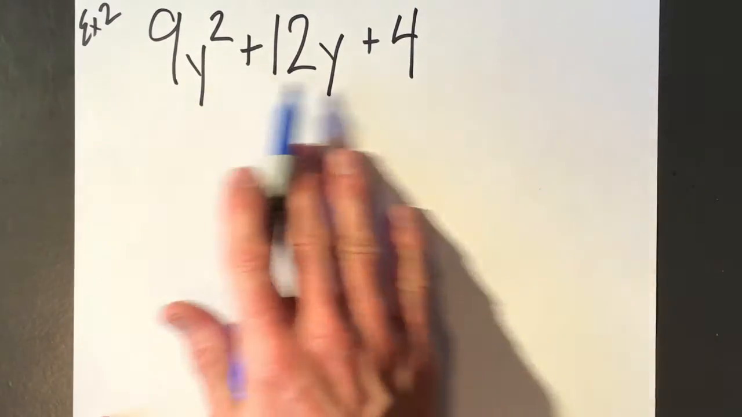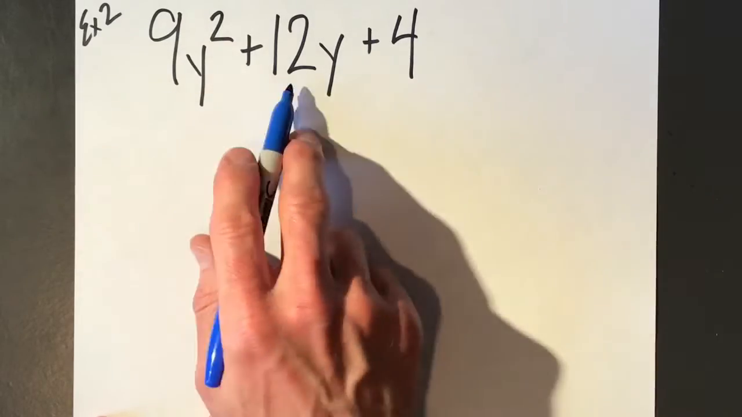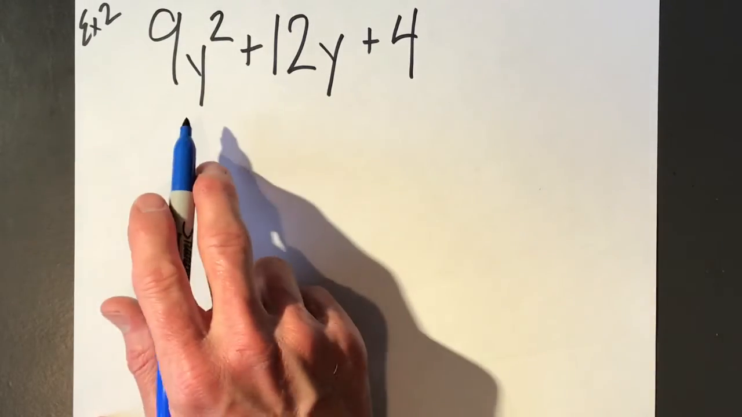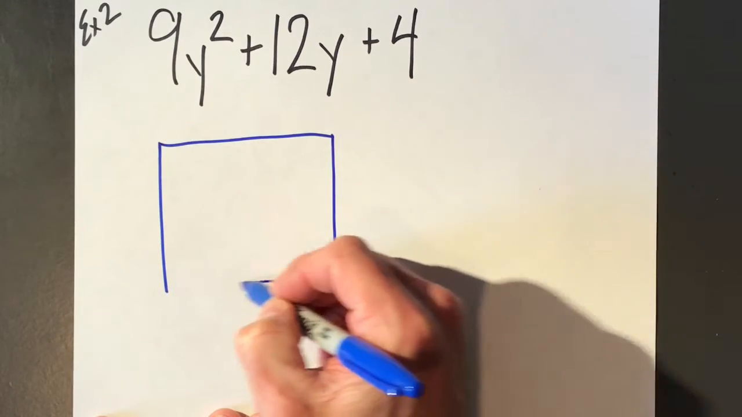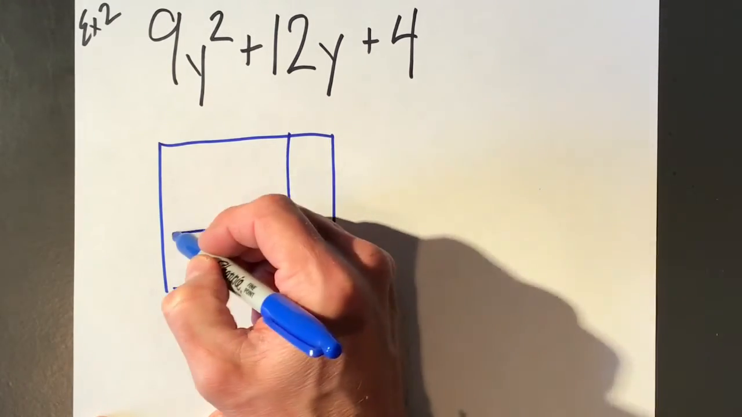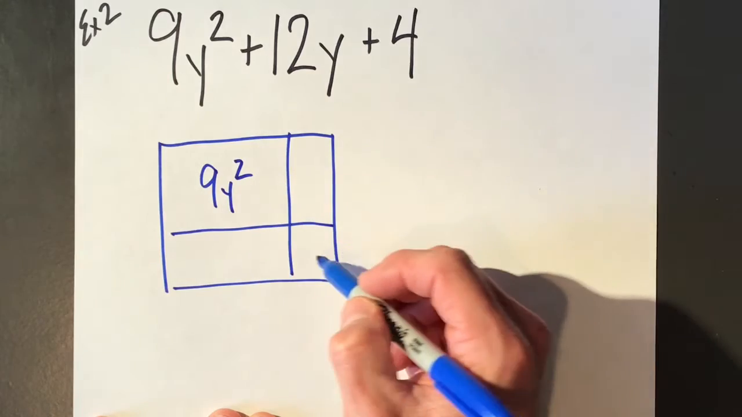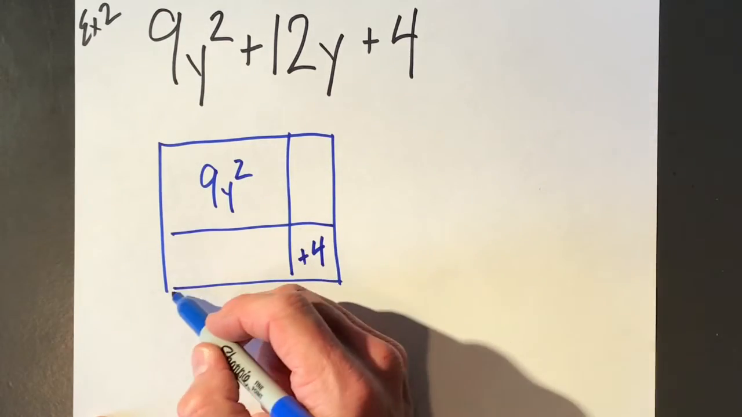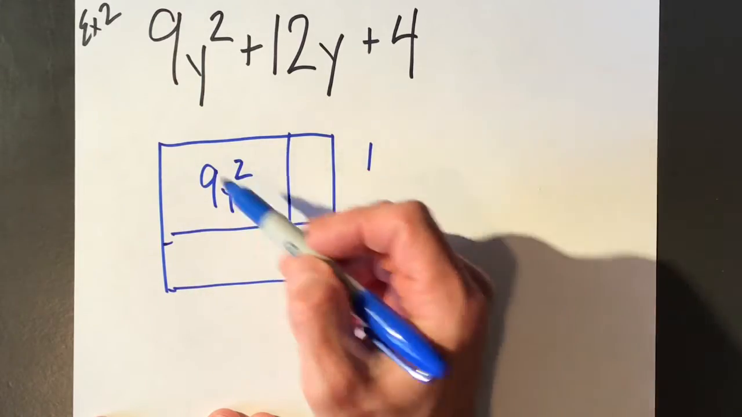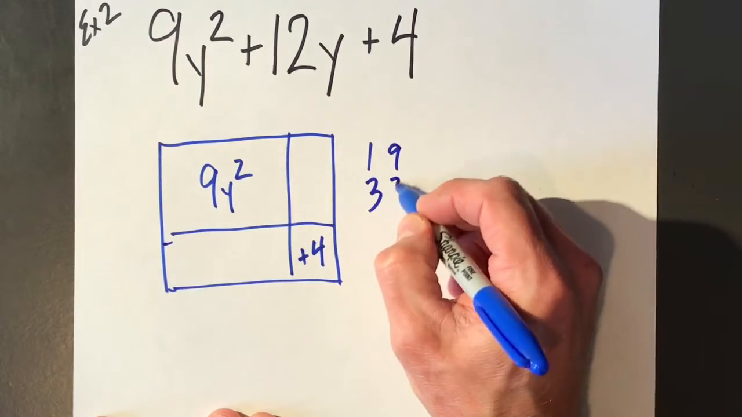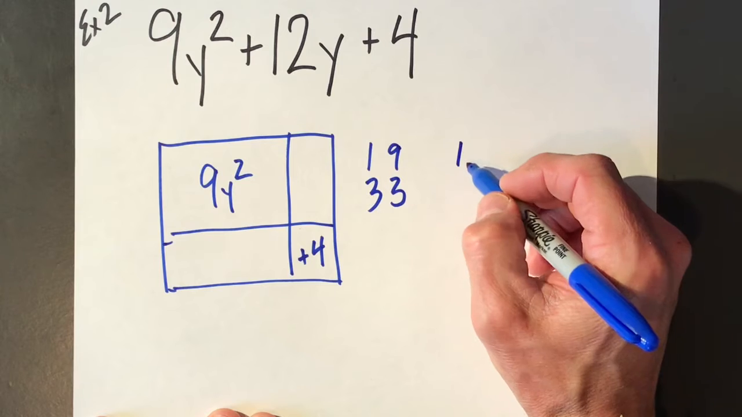Second example. Once again, I have a trinomial that I'm going to factor. I'm looking now because I want to be a little more aware. There's no GCFs here. So with no GCFs, I'm going to set up my area model, my 9y squared, my plus 4, and I'm going to immediately start thinking about combinations that multiply to give you 9y squared, and combinations that will multiply to give you 4.